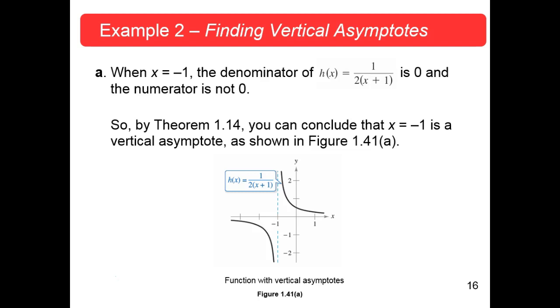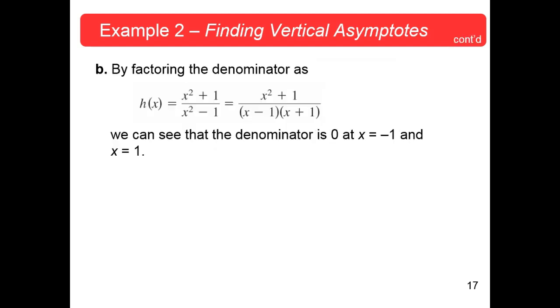Okay. Vertical asymptote. It has no limit at x equals -1. I wish they'd just say that. They talk about positive and negative infinite limits. Okay. Now, how about this one?